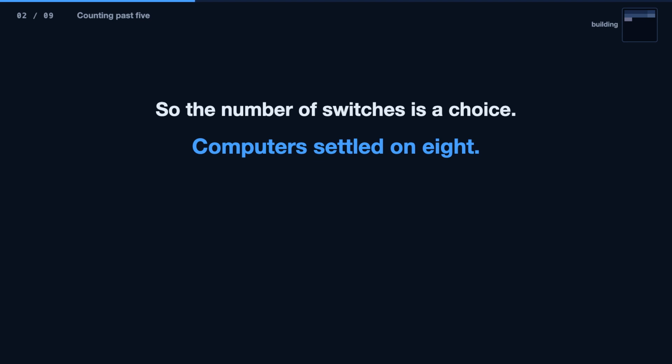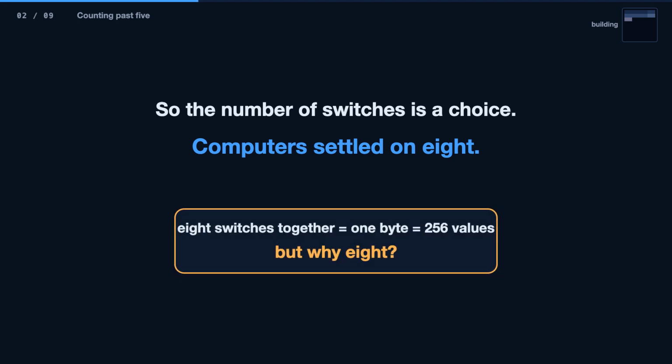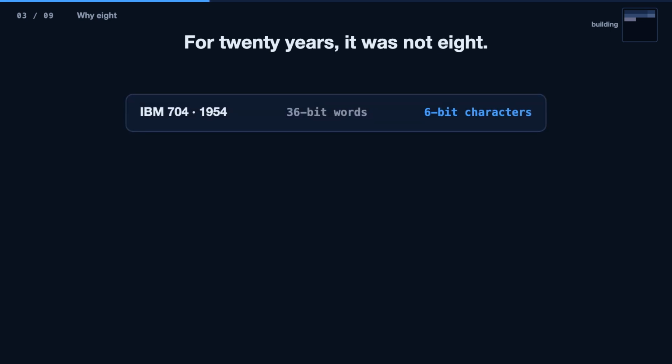So how many switches you group together is a choice. Computers settled on 8, and 8 is where the word byte comes from. But why 8? For the first 20 years of computing, it was not 8. It was whatever the machine's designer preferred.